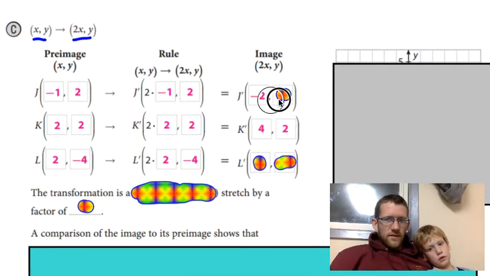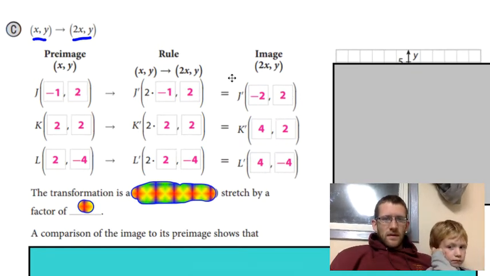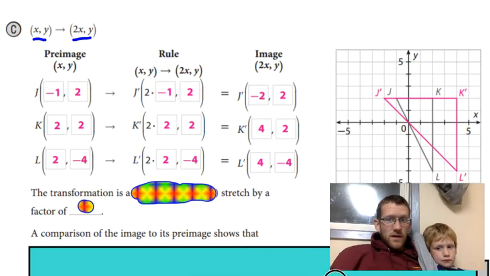Negative 2. Negative 2, good job. All right, and then we just bring down the y values. And so this gives us this transformation. Let's see what happens to it. It becomes, whoa, look at that.